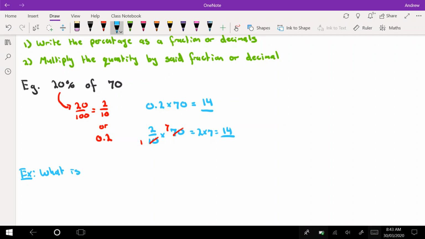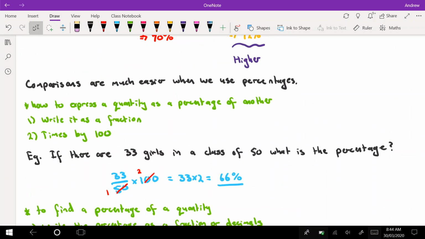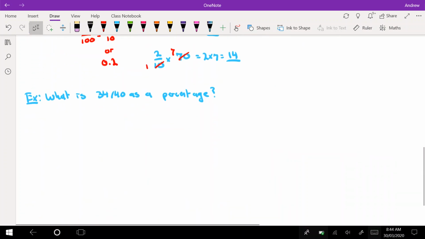What is 34 out of 40 as a percentage? So as a percentage, how do I find 34 out of 40? So this goes back to our first step. So this is how to express a quantity as a percentage of another. We're finding a percentage of another. So 34 over 40 is my first step. Then I have to times that by 100.